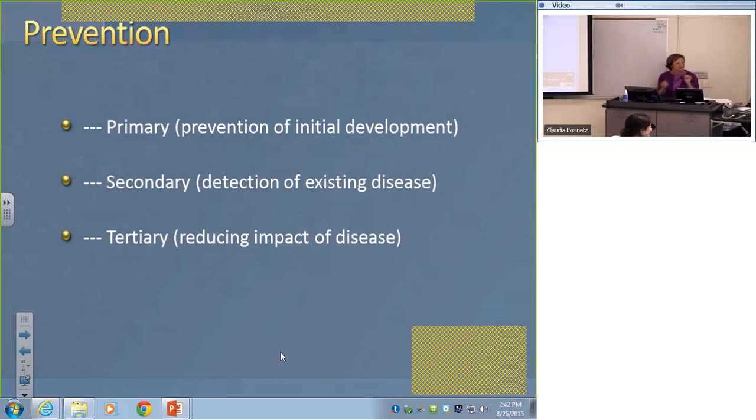You had an example. Teaching HIV prevention to students before they're actually exposed to any risk factors. That's right. And so you're trying to prevent the initial development of whatever you may be concerned with, and if we can do that, that's where we want to be. We want to be at primary prevention, but that's not always possible.